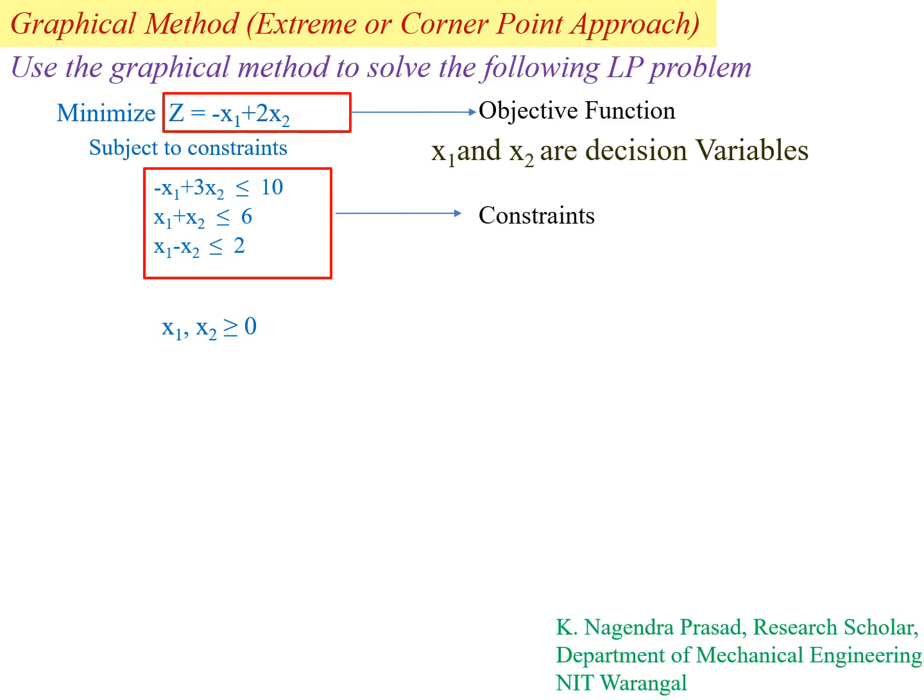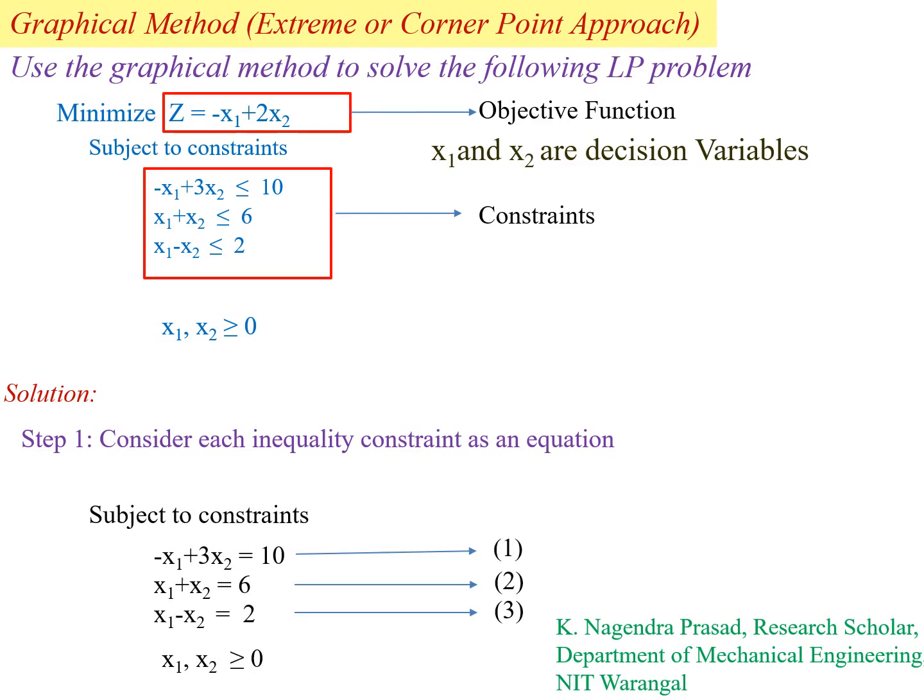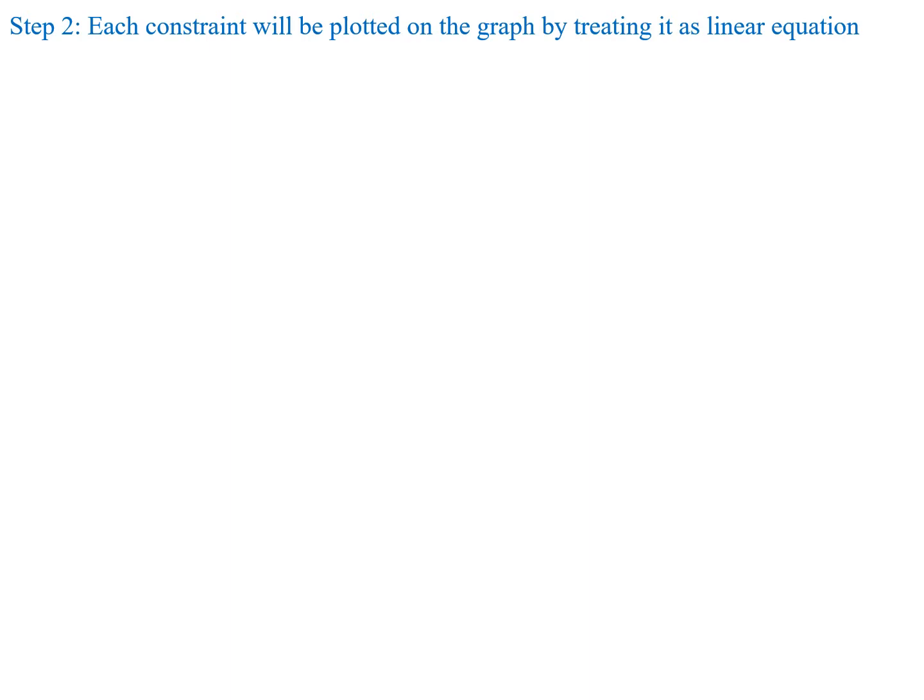Let's see the solution. First step is to consider each inequality constraint as an equation. For this, replace the inequality symbol by the equality symbol in the constraints, and these are our constraint equations. Next step is each constraint will be plotted on the graph by treating it as a linear equation. For this, first we have to determine the coordinates for each constraint equation.